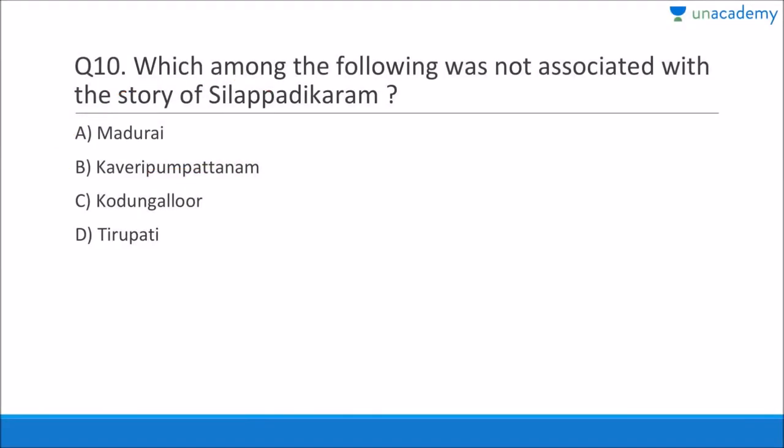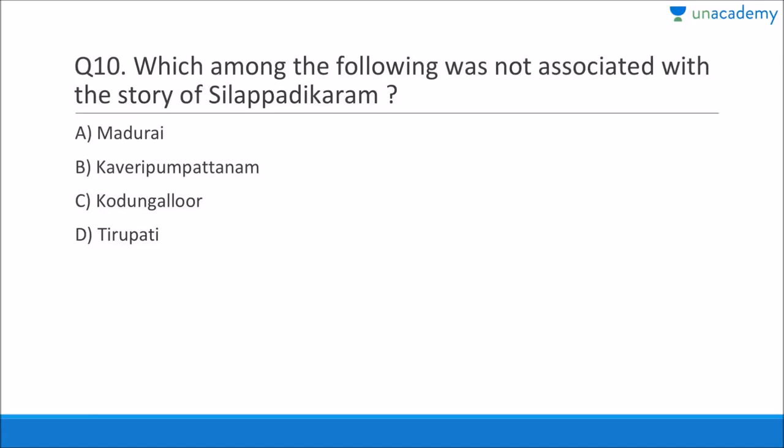Last question, which among the following was not associated with the story of Silappathigiram? Silappathigiram is a story by Langodigal and it stars Kannagi, Kovalan and Madhavi. Kannagi and Kovalan are husband and wife. Madhavi is a court dancer. And a lot of fidelity, infidelity issues come.